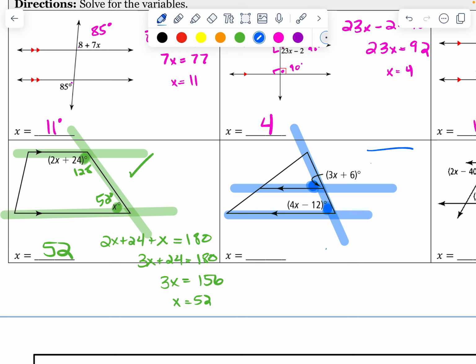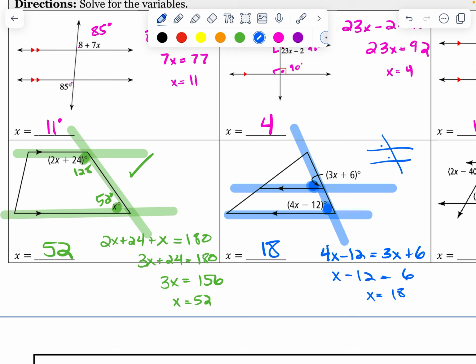Y'all, look at my pick. So here, here, here. It's this one and this one. They're in the same spot. So 4x minus 12 equals 3x plus 6, minus 3x on both sides. X minus 12 equals 6. Add 12 to both sides. X equals 18. Rock on.